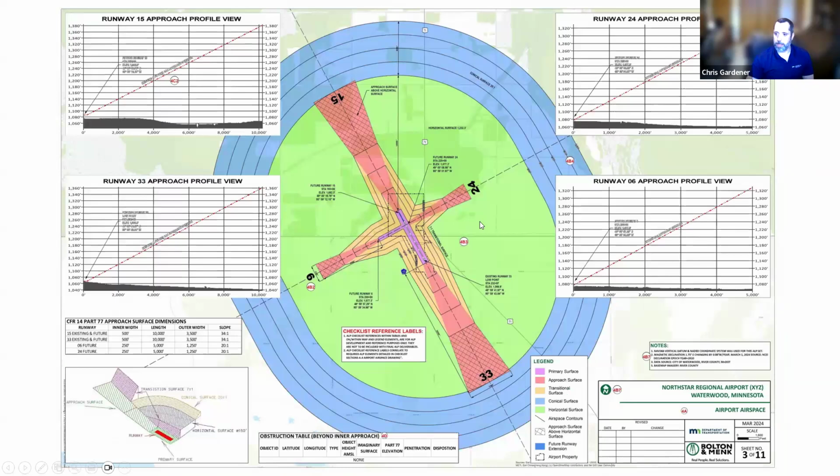Next is the ultimate airspace sheet. One special note on this is profiles for each runway end, Part 77 surface dimensions, as well as an obstruction table calling out any obstacles or obstructions that might not be present within the inner approach plan and profile sheets.